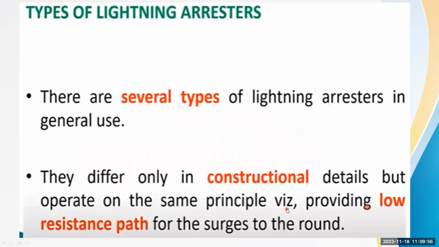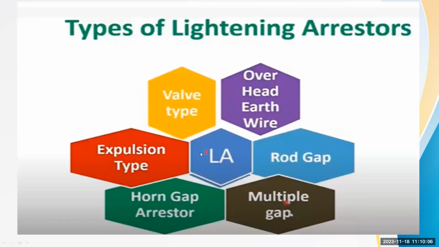Under abnormal conditions, such as lightning, switching or surge operation, it provides a low resistance path to the ground, and then the surge current is discharged into the ground. That is the principle of operation. Under normal operating condition, it acts as a high resistance. Under abnormal conditions, the lightning and switching conditions, it acts as a low resistance and bypasses the surge current to the ground.